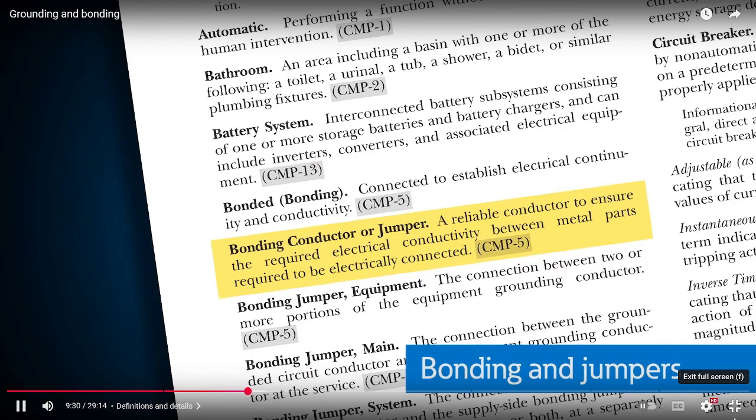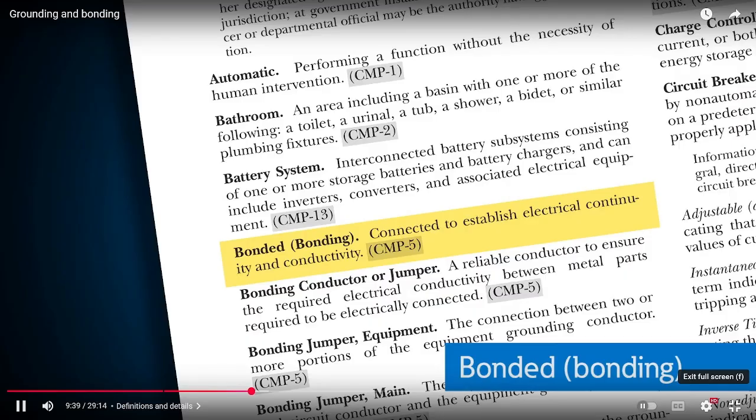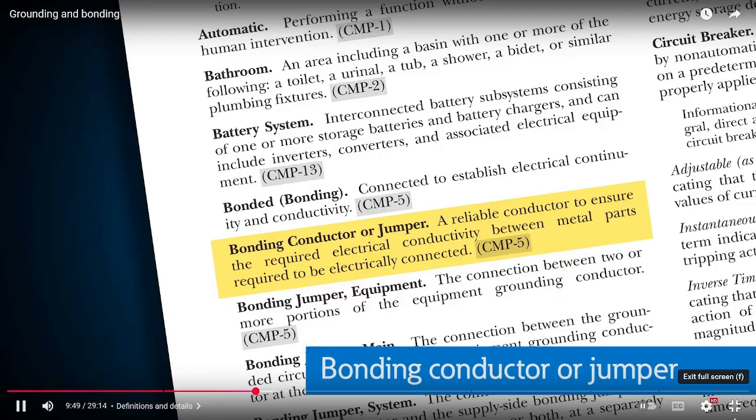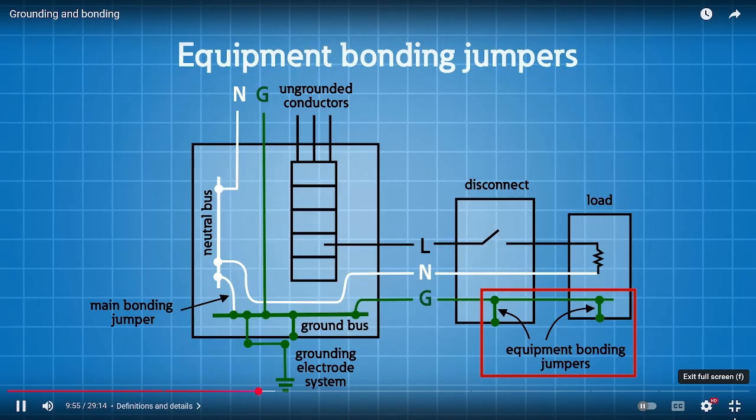Now, bonding and jumpers. So we're going to get into an area where we're pulling things together now. We're talking about bonding, and what the National Electrical Code defines as bonded is connected to establish electrical continuity and conductivity. This is a very important term as we work throughout the power distribution system. Bonding conductors, or what we call jumpers, are your reliable conductors to ensure the required electrical conductivity between metal parts required to be electrically connected together.